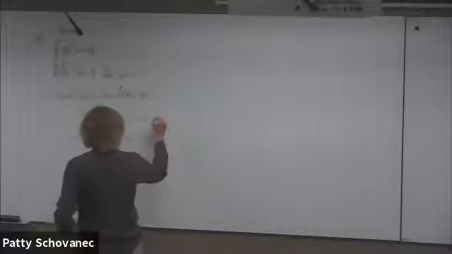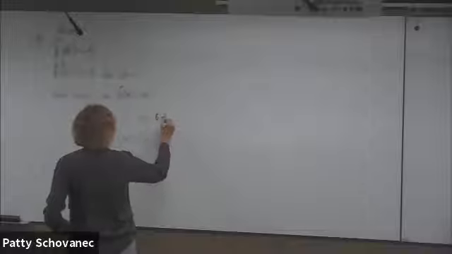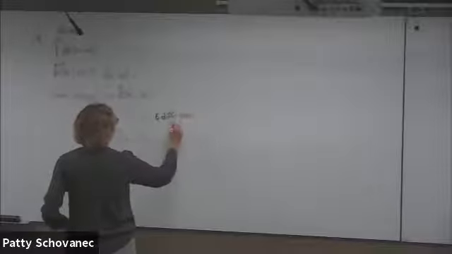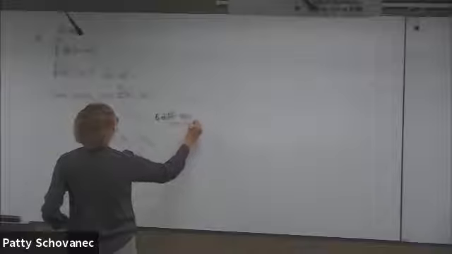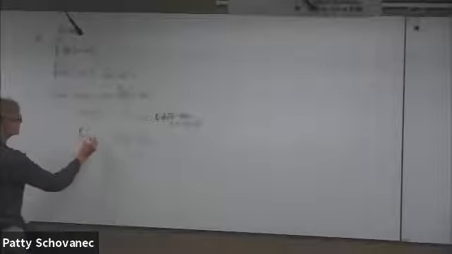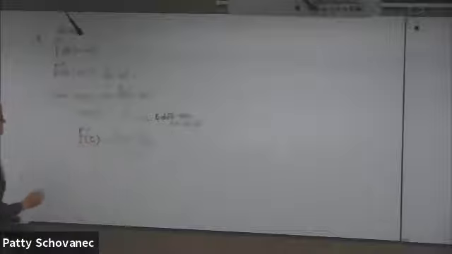So f is continuous and differentiable. There it is. On a given interval, then we should be able to find some c for which f prime of c is equal to f of b minus f of a over b minus a.